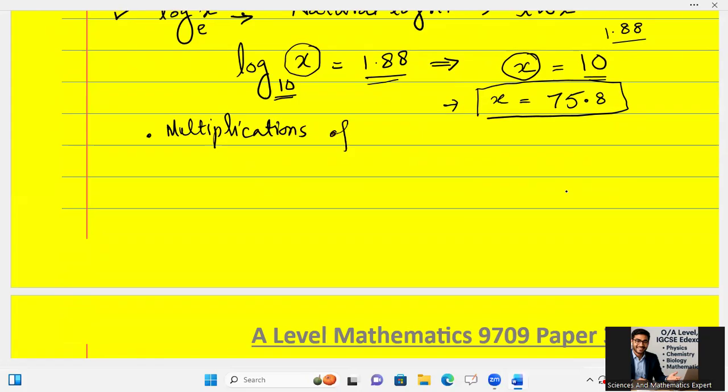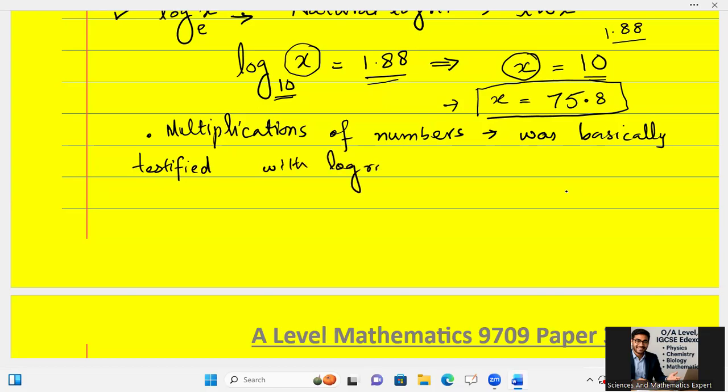multiplications of numbers was basically done with logarithm. There was a logarithmic table also available, with logarithm and matrices. These were the two methods. So we are studying the first method over there.